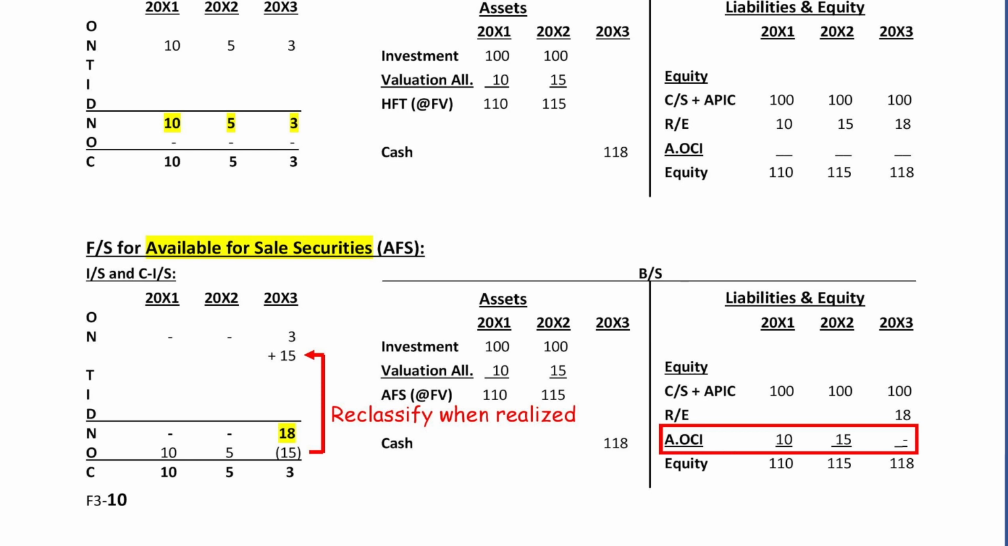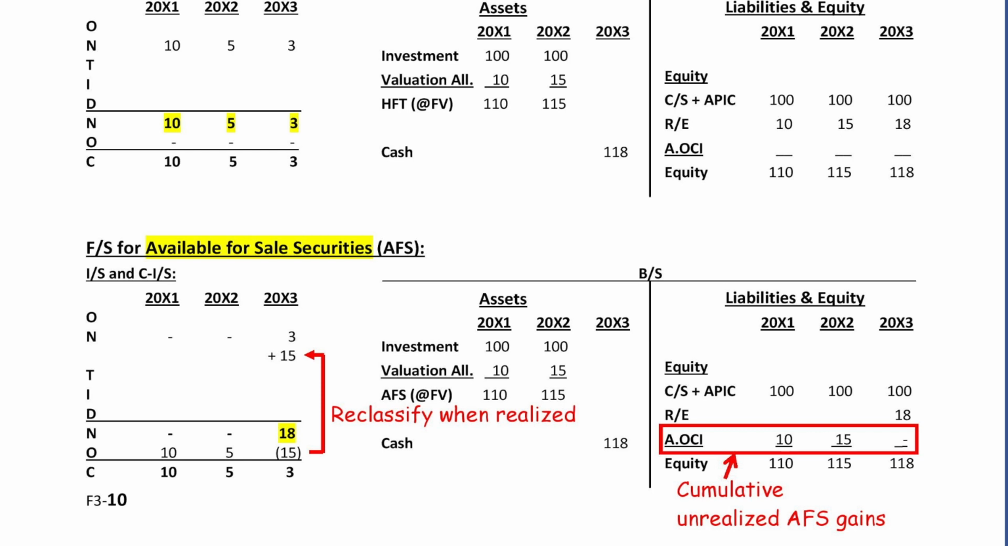In year 3, all of that $15 gets reclassified into the income statement, into net income, because the gain in year 3 becomes realized. So basically, accumulated OCI is more like a parking lot where you park unrealized gains and losses on available for sale debt securities. And draw an arrow there, right? Cumulative unrealized gains.